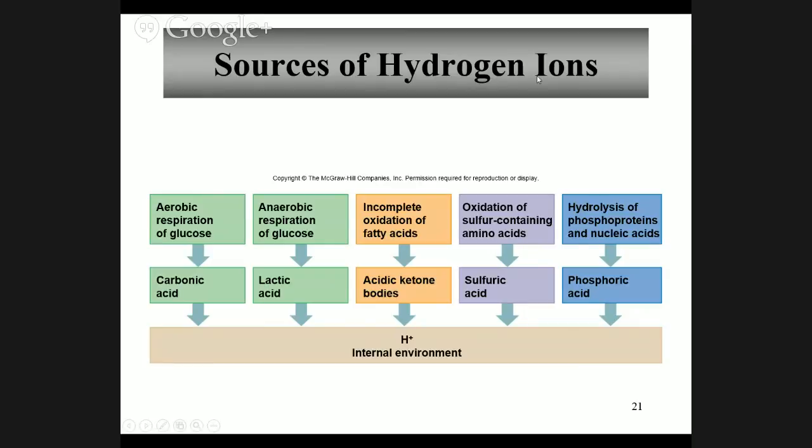So here are some of the sources of hydrogen ions. The aerobic respiration of glucose results in carbonic acid and contributes to the hydrogen ion concentration in the internal environment. Same with the anaerobic respiration of glucose, which contributes lactic acid. With the incomplete oxidation of fatty acids, you have acidic ketone bodies. With oxidation of sulfur-containing amino acids, you get sulfuric acid. With the hydrolysis of phosphoproteins and nucleic acids, you'll have phosphoric acid, all contributing to the hydrogen ion concentration in the internal environment.